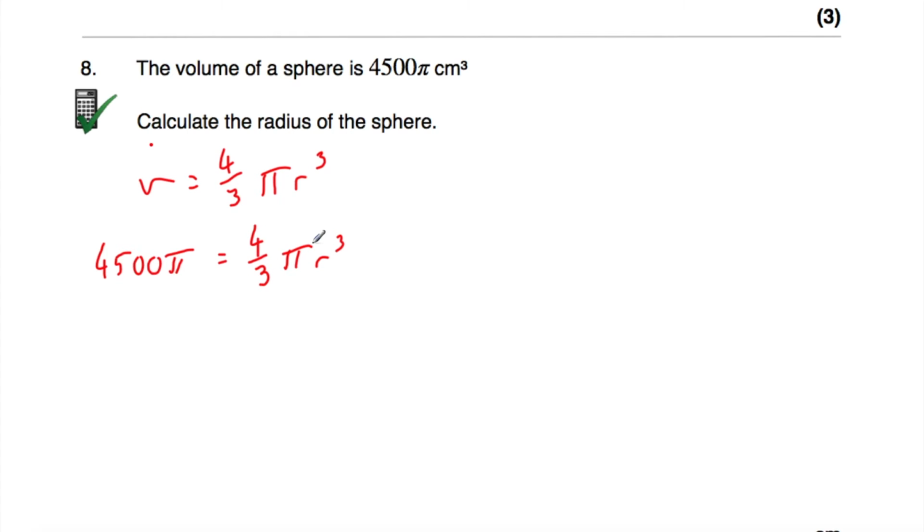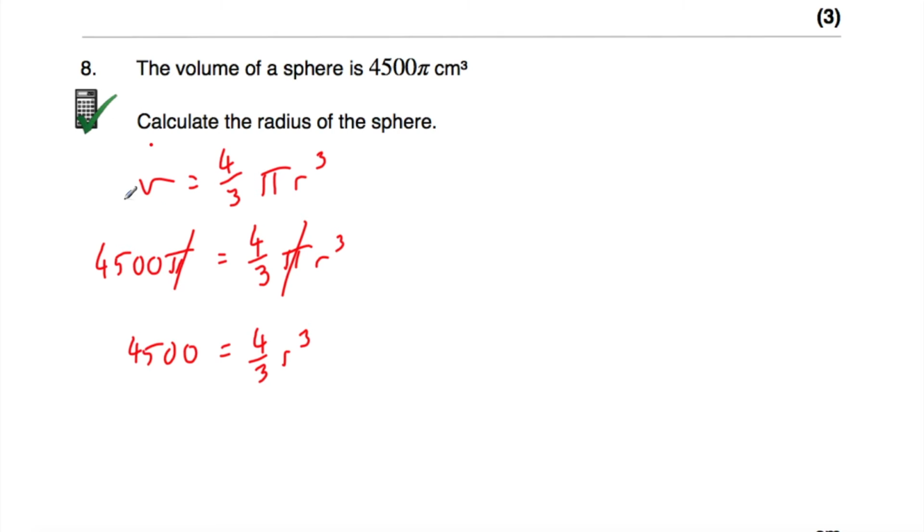My first step at this point is to divide both sides of this equation by pi. I'm going to divide the left-hand side by pi and the right-hand side by pi, and that gives me 4,500 is equal to 4/3 r cubed, just dividing both sides by pi. So we've now got 4,500 is equal to 4/3 r cubed.